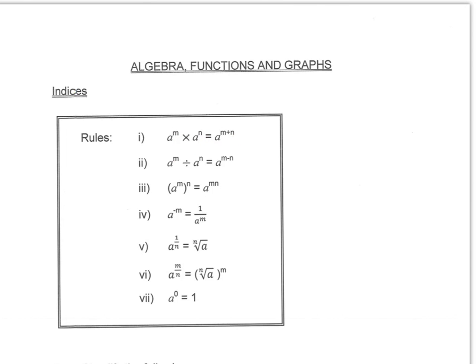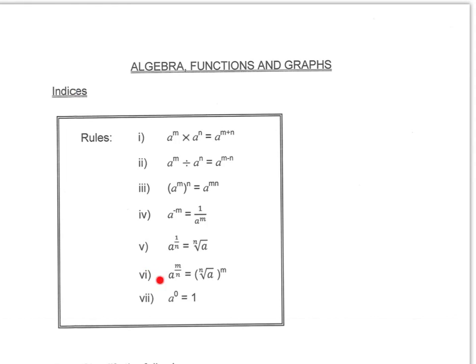The division rule then, as you will have met in Form 3, says we subtract the powers. A power raised to another power, we multiply the powers together. A negative power will mean 1 over that base to the positive power. A fractional power with the numerator of 1 means that we want the nth root in this case. Whatever the denominator is, it is that root of the base that we need.